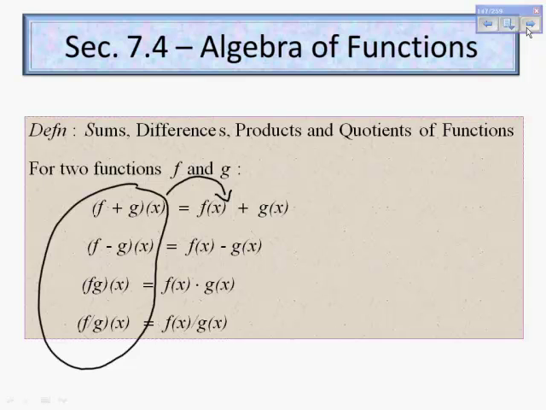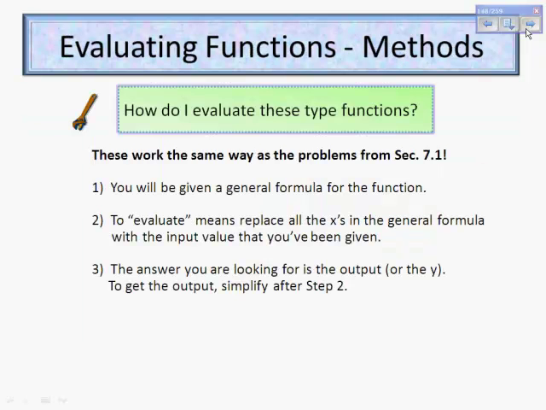But I'm going to rewrite everything that I ever see as the left-hand side. I'm going to rewrite it first and foremost as what you see on the right-hand side. That's the first thing we're going to do every single time. It's not given to us like that. And again, these problems work exactly the same way. You're going to be given a general formula, just like you were given back in 7.1. And to evaluate means that you want to replace all those x values with the value that they give you. And then you want to do whatever algebra or arithmetic you need to do to simplify.